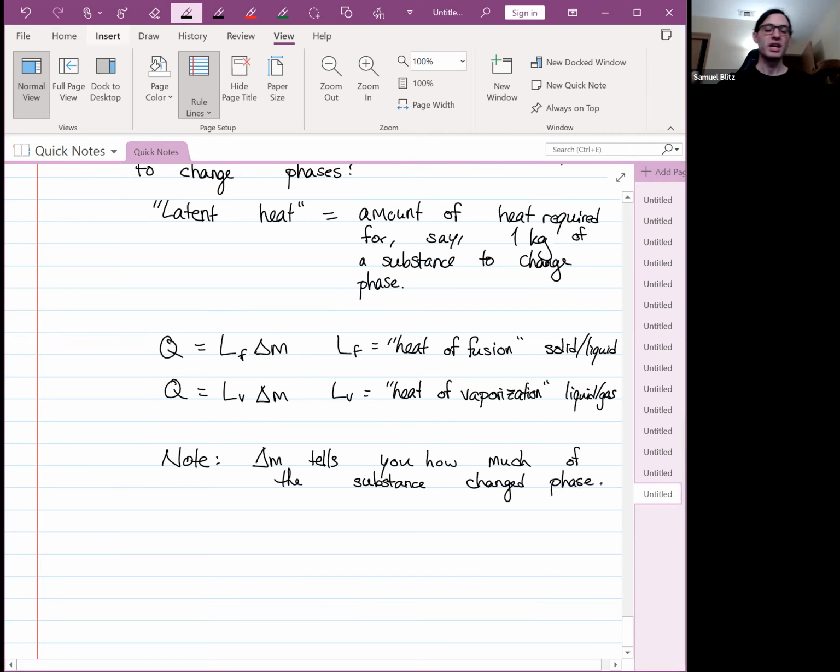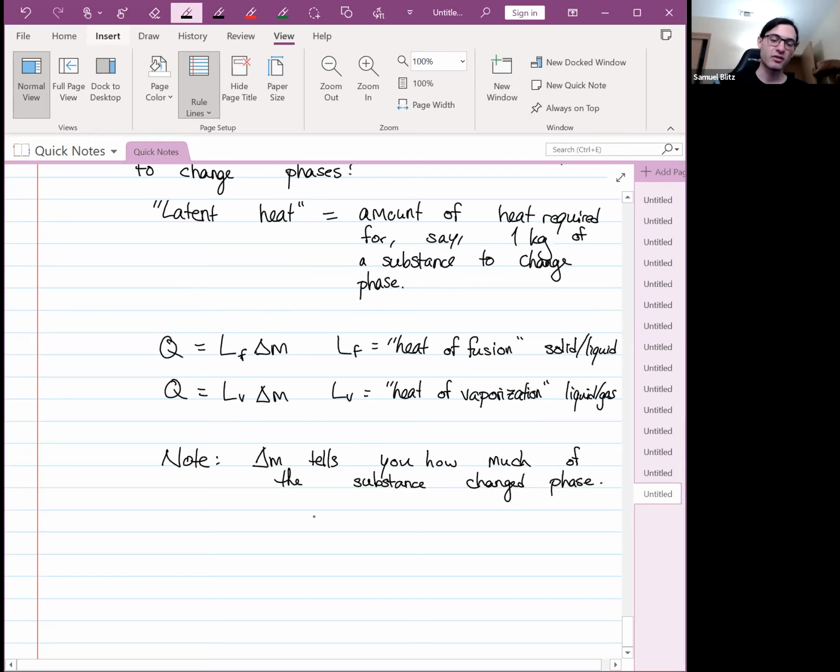So for example, if you had ice at 0 degrees Celsius and you added enough heat to melt exactly 1.5 kilograms of the ice, well, then you would plug in 1.5 into your delta M. You would plug in the number for the latent heat of fusion for ice water, and then that would tell you how much heat you added.